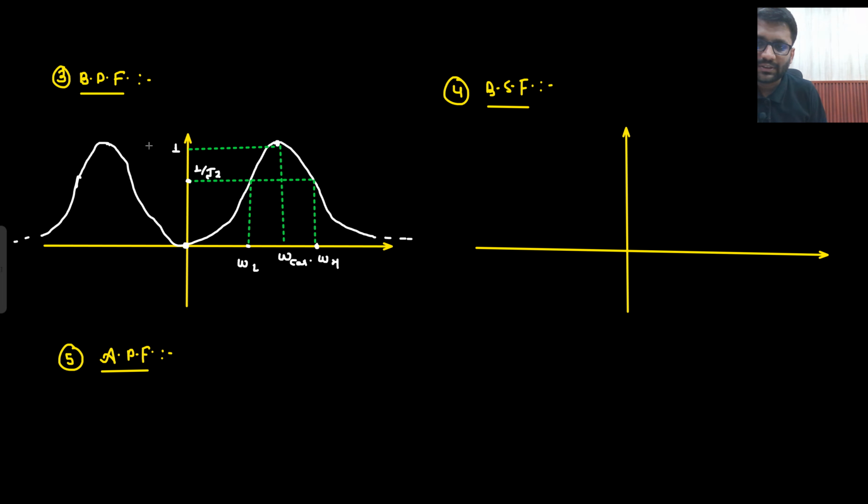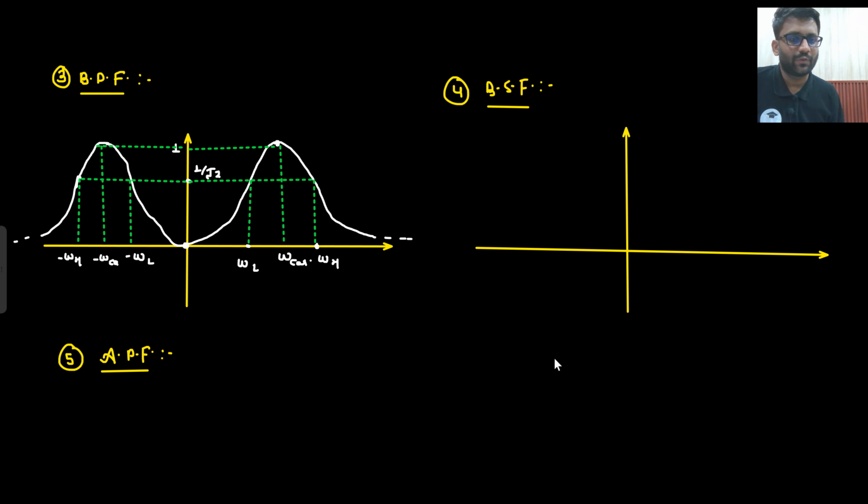Similar thing is happening towards the negative side as well. So omega center, this is minus omega L, this is minus omega H. So these are the practical filters that we are making.